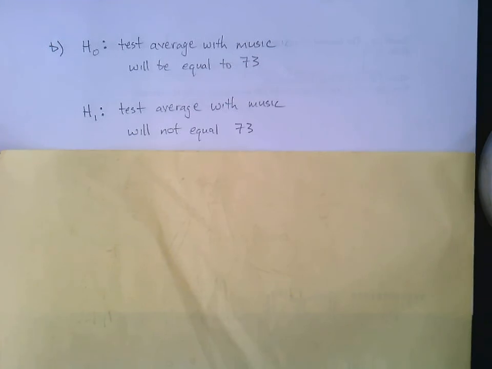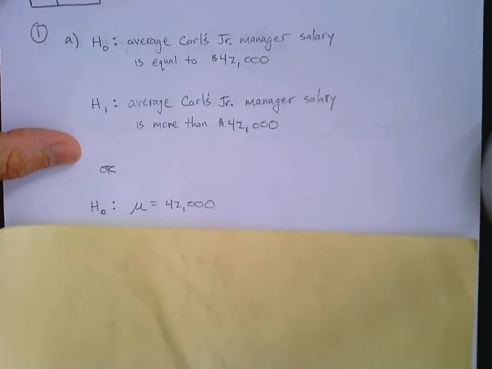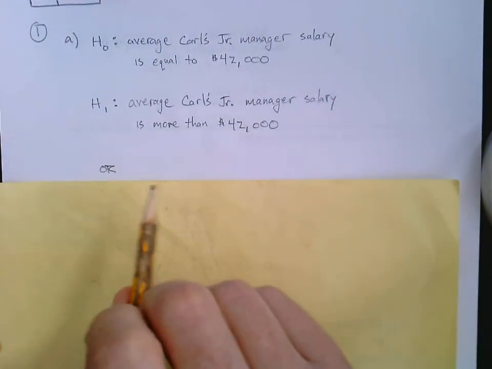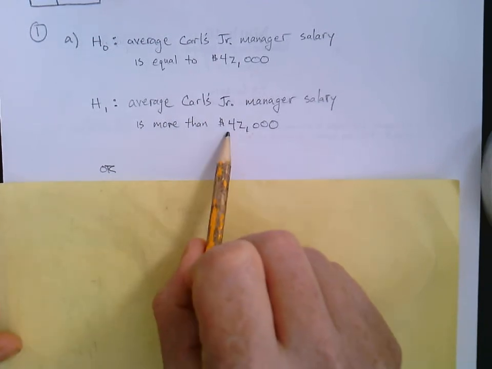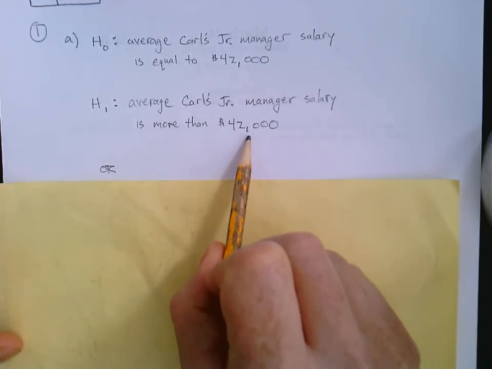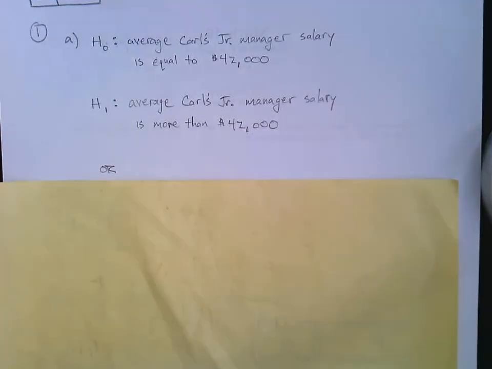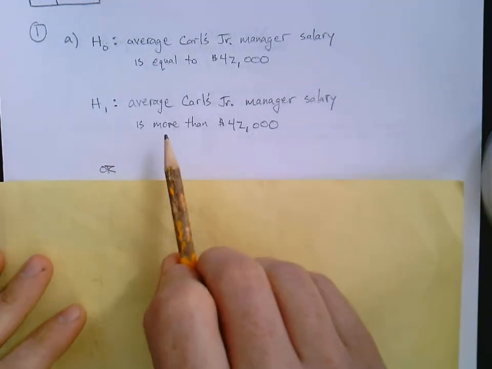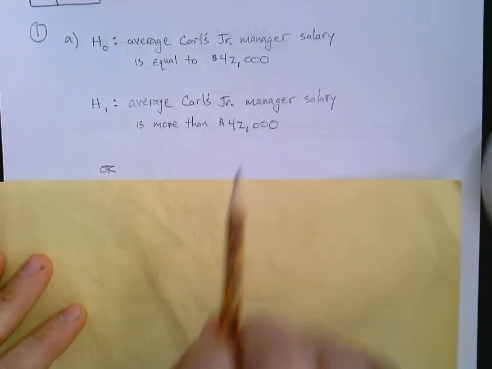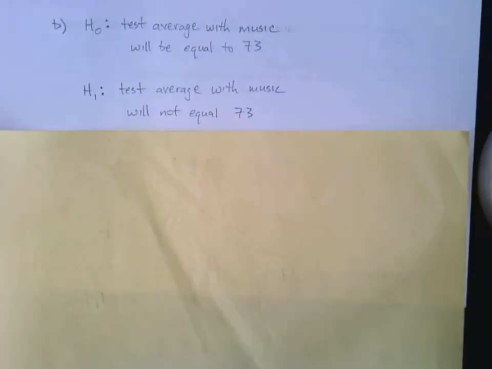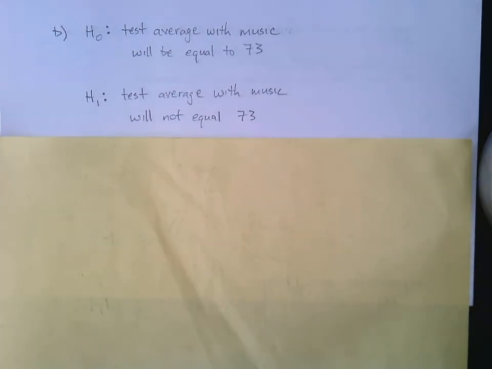That is different than the previous problem, right? So in the Carl's Jr. example, what was in question was, do Carl's Jr. managers make more than 42,000? That's what was in question. We're not even considering that Carl's Jr. managers might make less. All we're worried about is, do they make more than the average? Here, that's just not the situation. And it's all based on the way the question is presented to us. The psychologist isn't sure whether grades will be higher or lower. So whatever it is, it's just not 73.